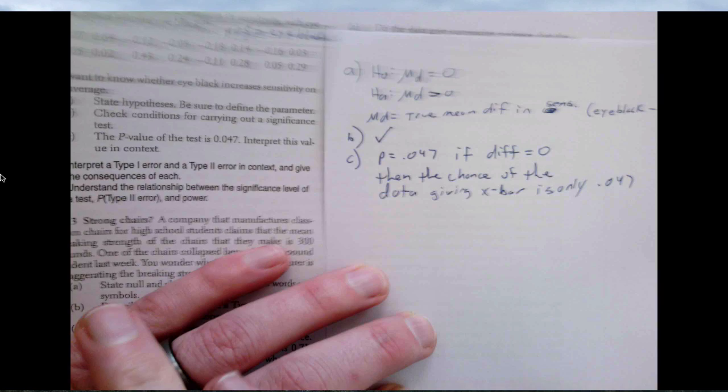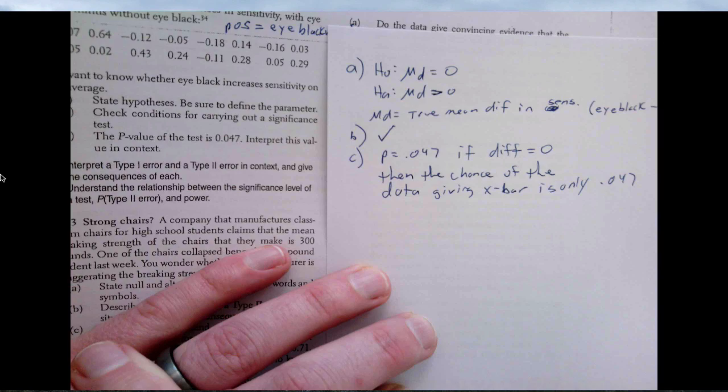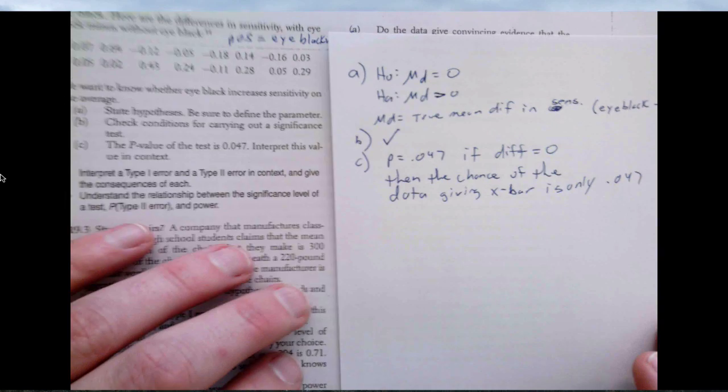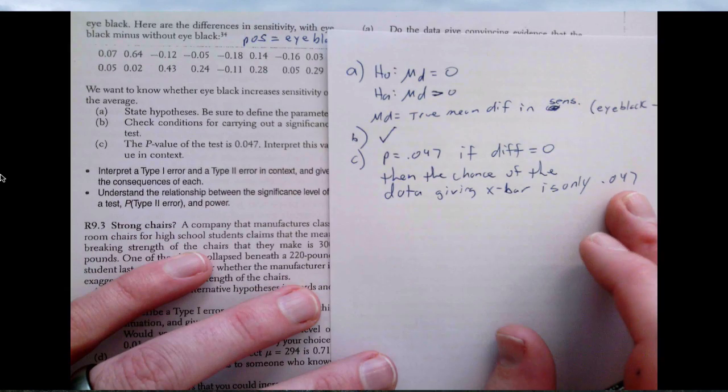So you start off saying the null is true, and the chance of getting the statistic that we got, in this case x bar, is going to be the p-value. All right, let's look at the next one, strong chairs.